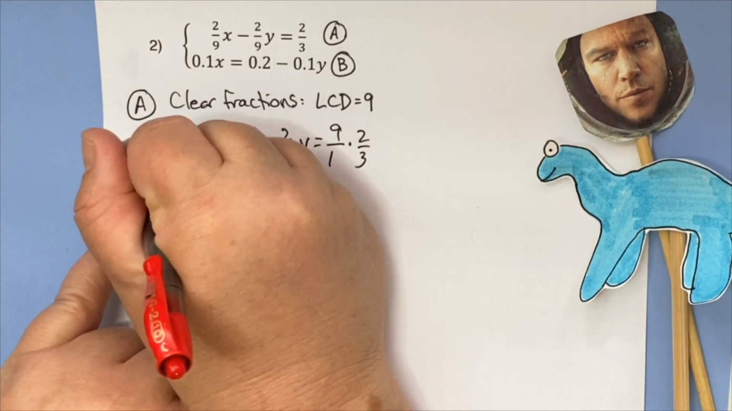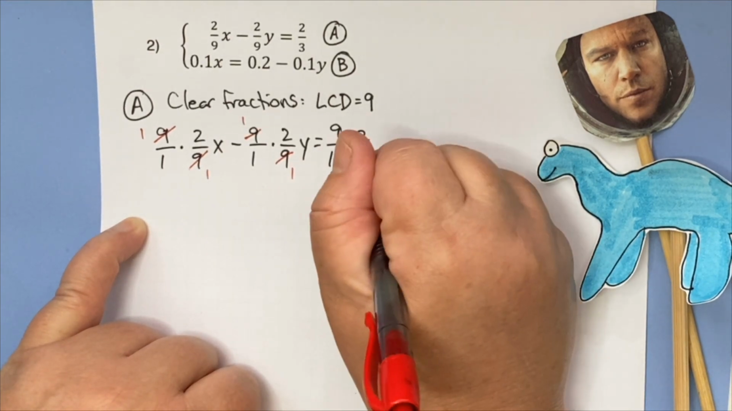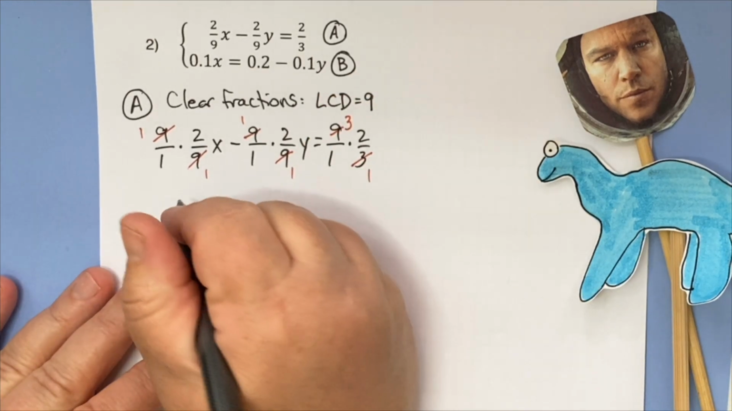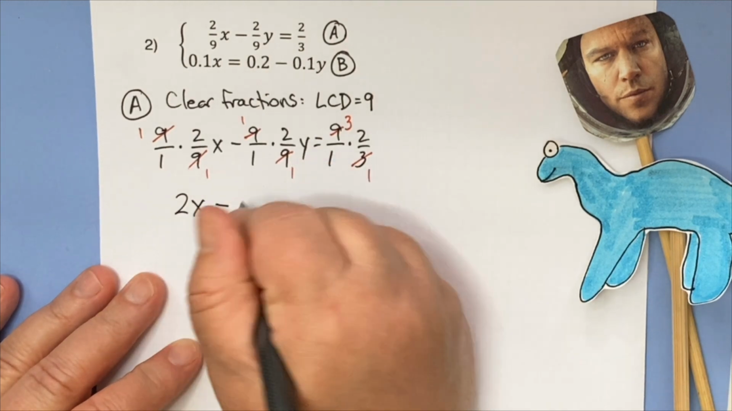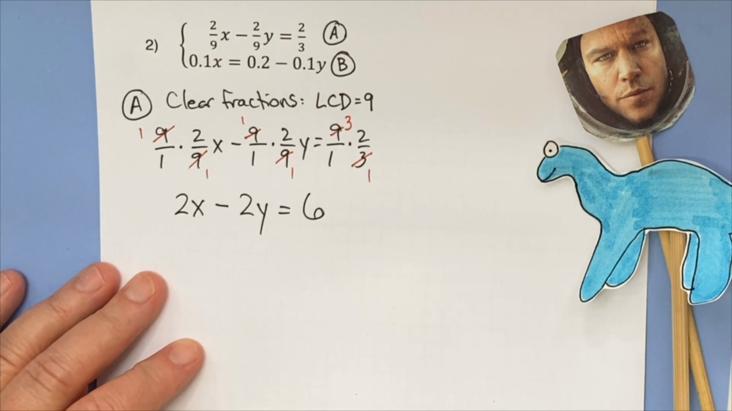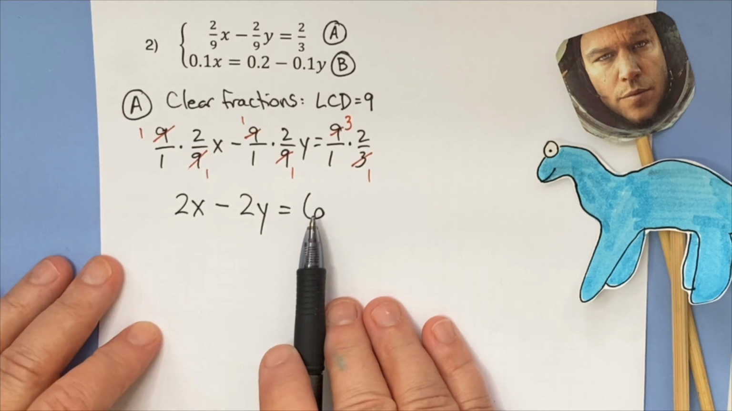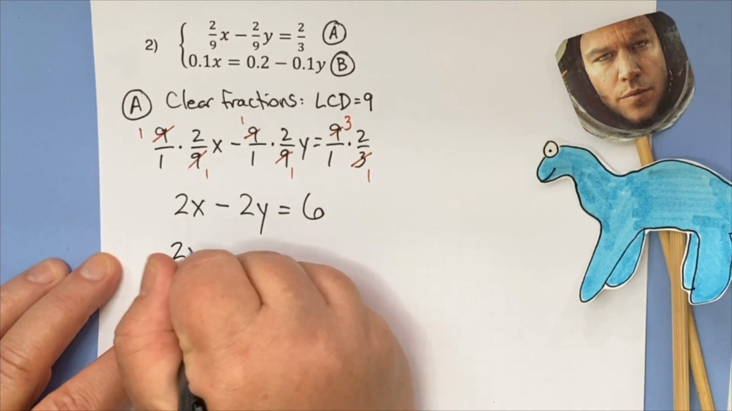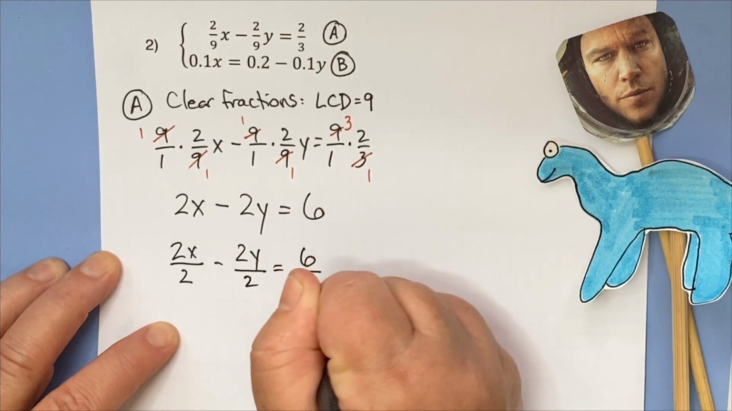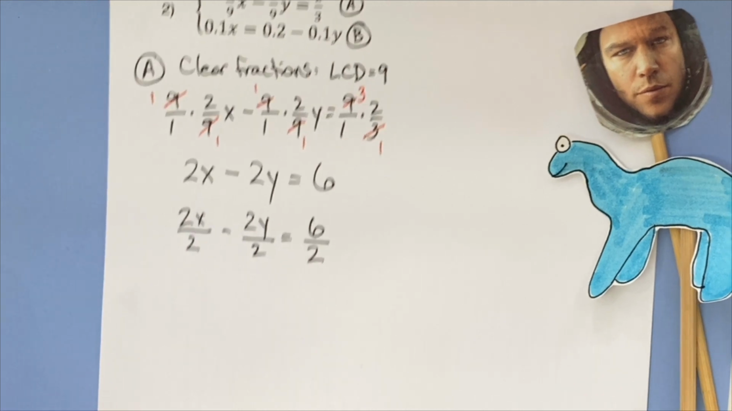And then I'm going to bring in my red pen of destiny. The 9's cancel completely in the first two terms, and then over on the right, almost completely. The 9 gets rid of the 3, and there's a 3 left over. So I get 2x minus 2y equals 3 times 2, 6. And then I realize, wait a minute, these are all divisible by 2, so I divide everybody by 2, because you're allowed to do that too. Anything you can do to a regular equation, you can do when you're solving a simultaneous system.